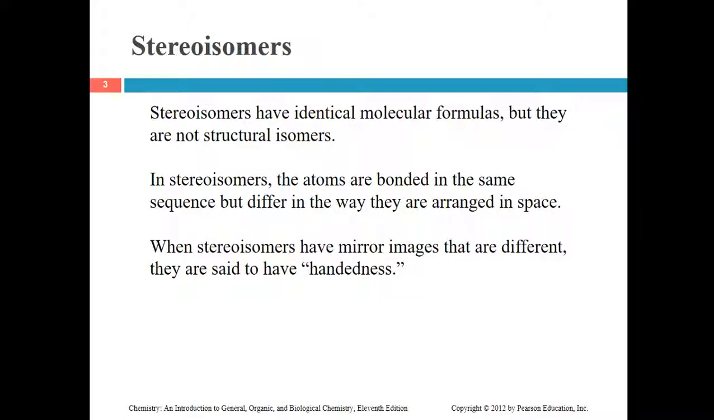Now, stereoisomers do have identical molecular formulas, but they're not structural isomers. In stereoisomers, the atoms are bonded in the same sequence, but differ in the way that they are arranged three-dimensionally in space. When stereoisomers have mirror images that are different, they are said to have handedness. So let's learn all about that.